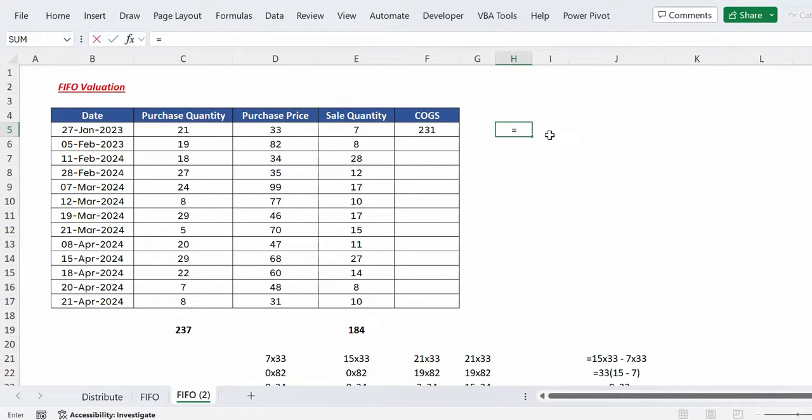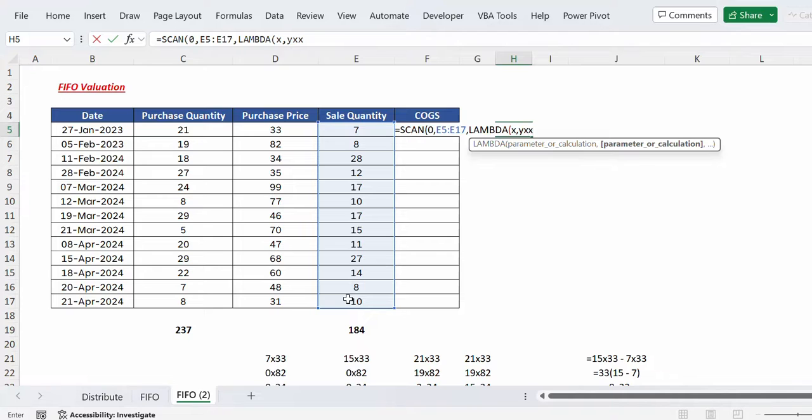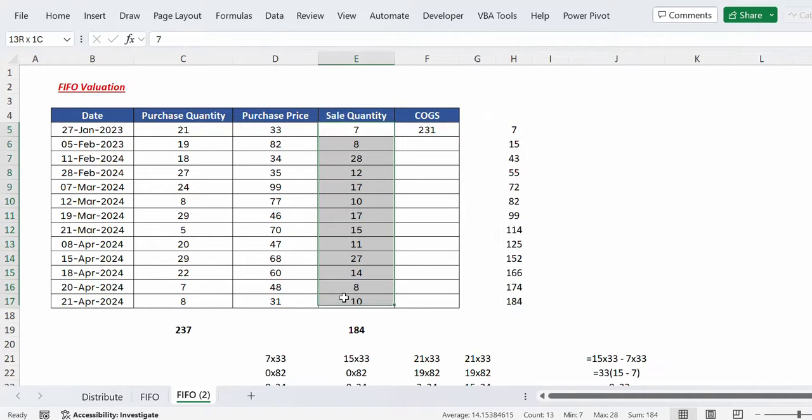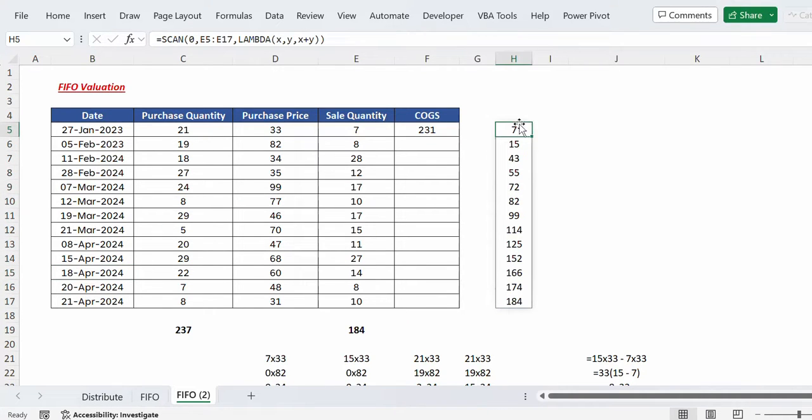And the first step will be that we will find cumulative quantities sold at each of these dates. So equals to, for that we will use the scan function. So scan, our initial value will be 0, comma, array will be this array, comma, lambda, x, comma, y, comma, x plus y. The previous result plus the current value, right? So we have got the cumulative sum for this quantity sold at each of these dates here using the scan function.